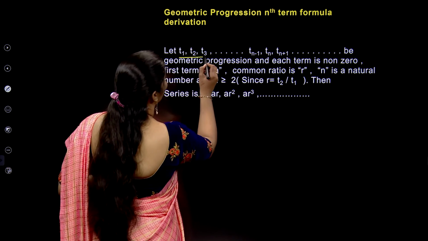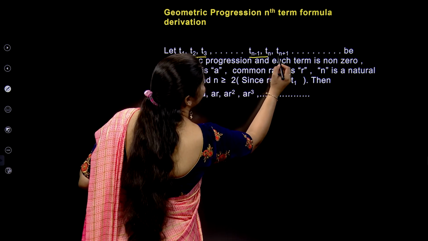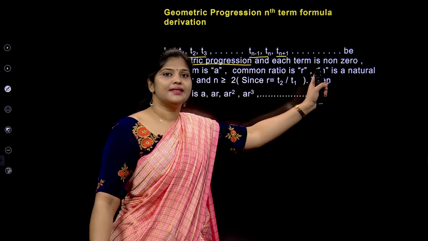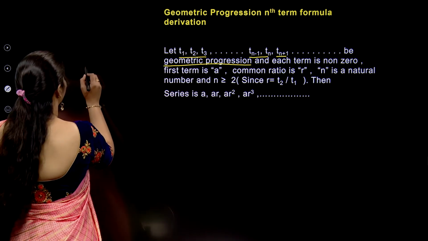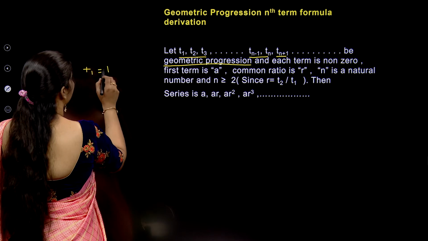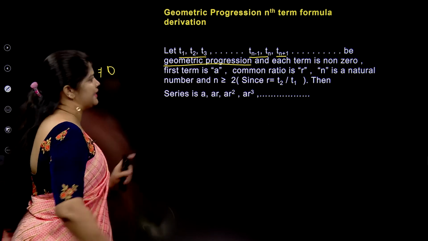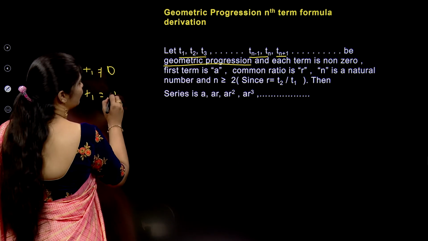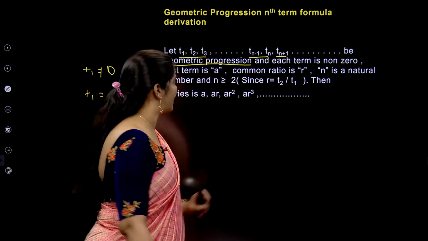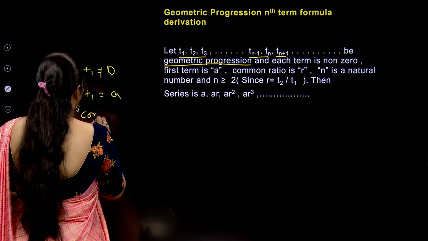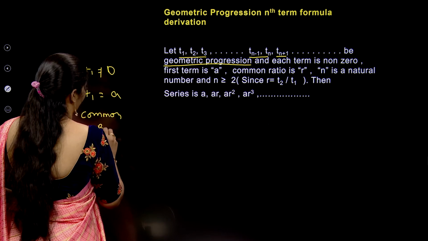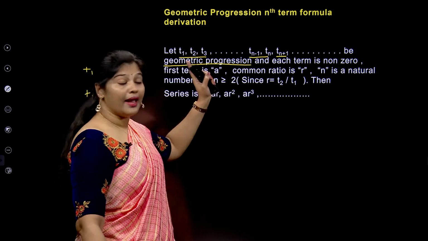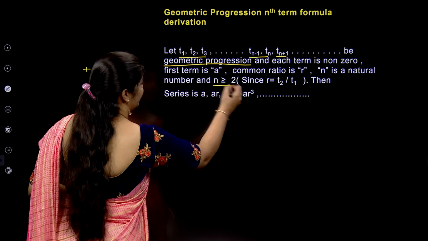Let T1, T2, T3, Tn minus 1, Tn plus 1 be a geometric progression, and each term is non-zero. Terms T1, T2, T3 are all not equal to 0. The first term is A, that is, T1 equals A, and the common ratio is R. N is a natural number and n is always greater than or equal to 2.